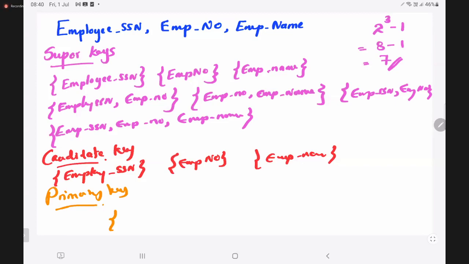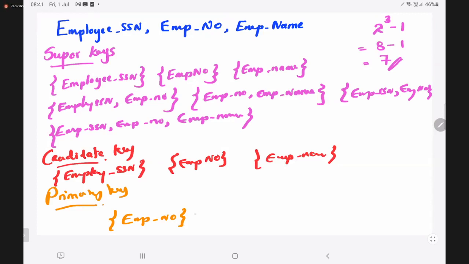Primary key: employee number. Okay, you can take employee number. It doesn't matter. And that is a social security number, no? And the other one is employee name. So better to take employee name. So this is how we can take the primary keys, candidate keys, and super keys.